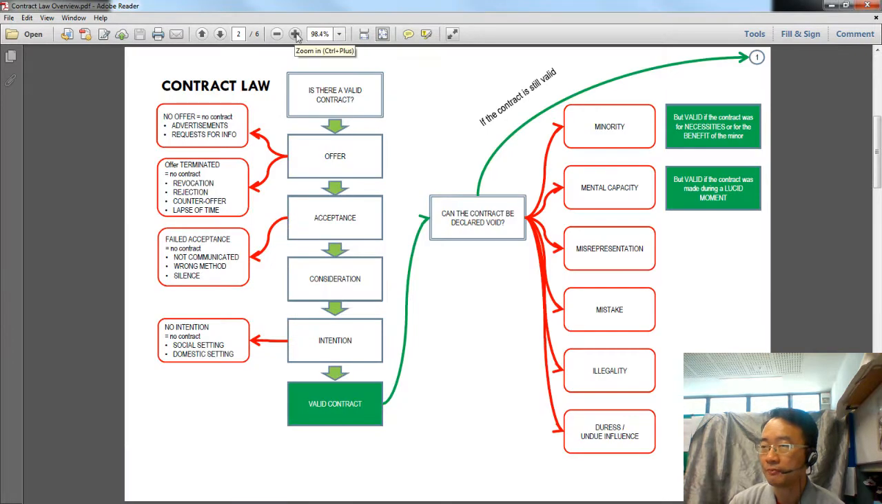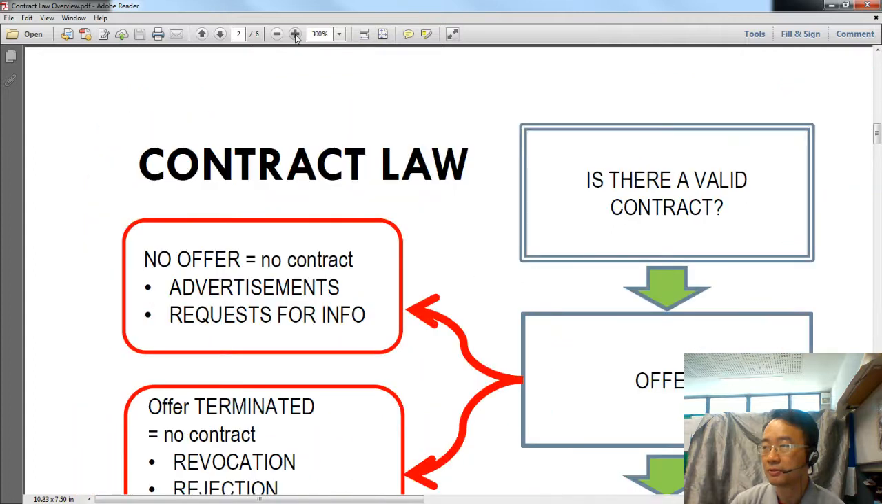So let's start off with the first question. Is there a valid contract? And when you look at this, you will see that basically there are four things that give us a valid contract. You must have offer, acceptance, consideration, and intention in order to have a valid contract. This is the first kind of question that you are going to face in any contract law exam. So let's zoom in on this.